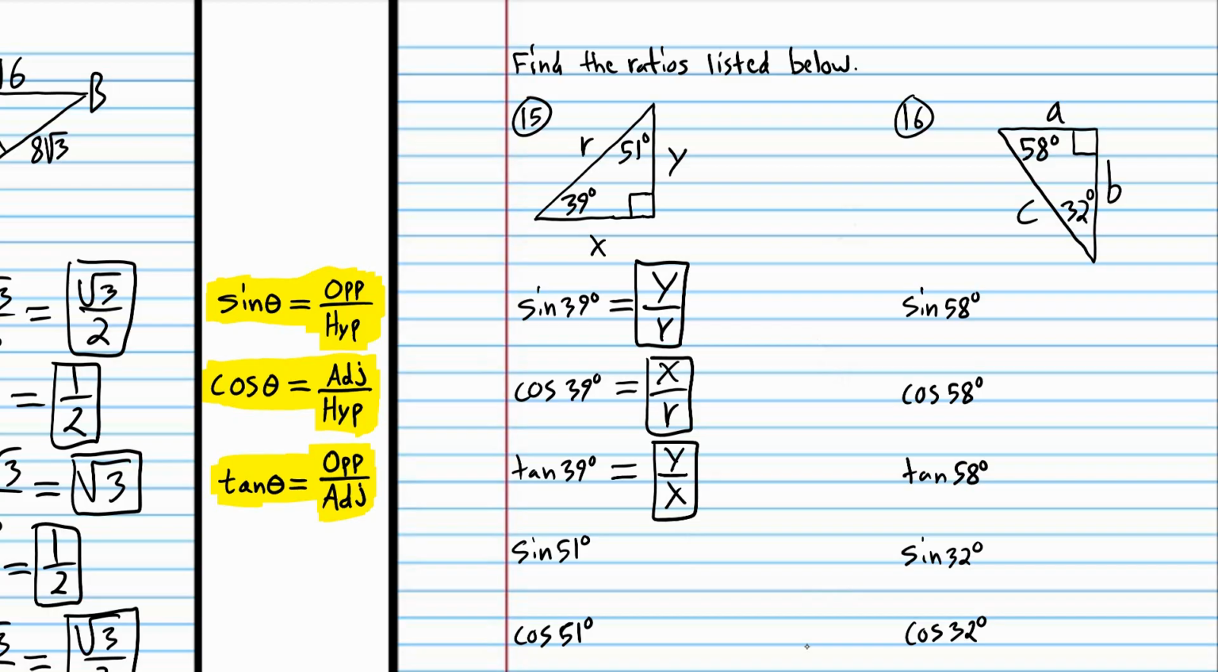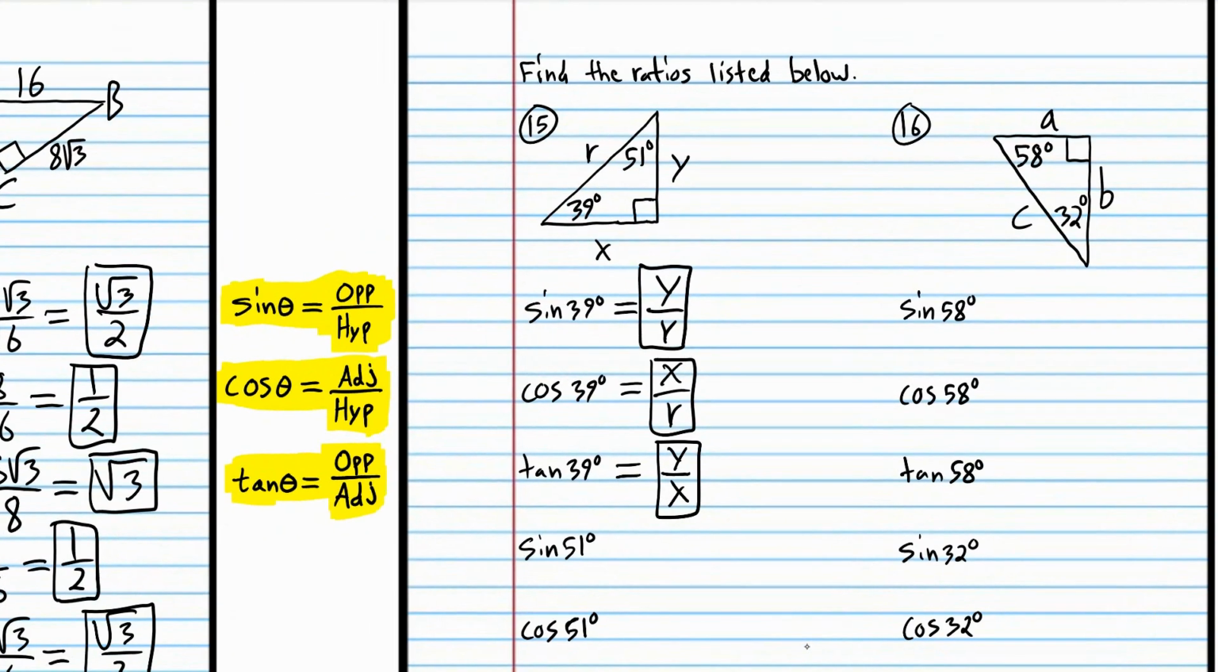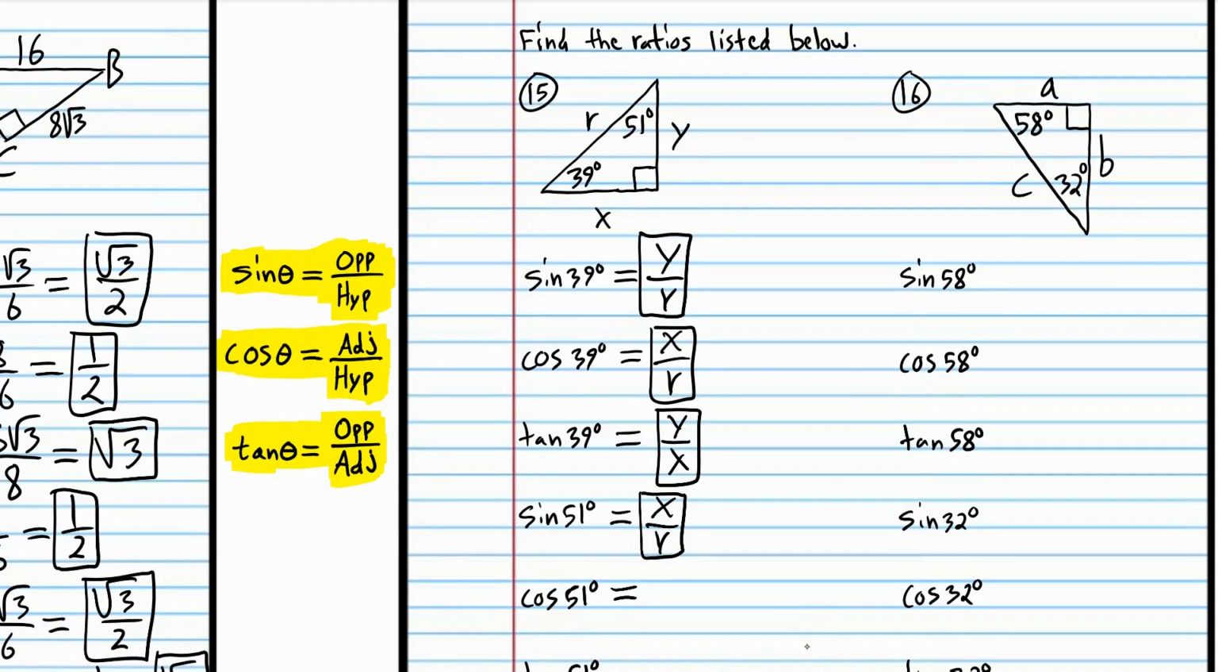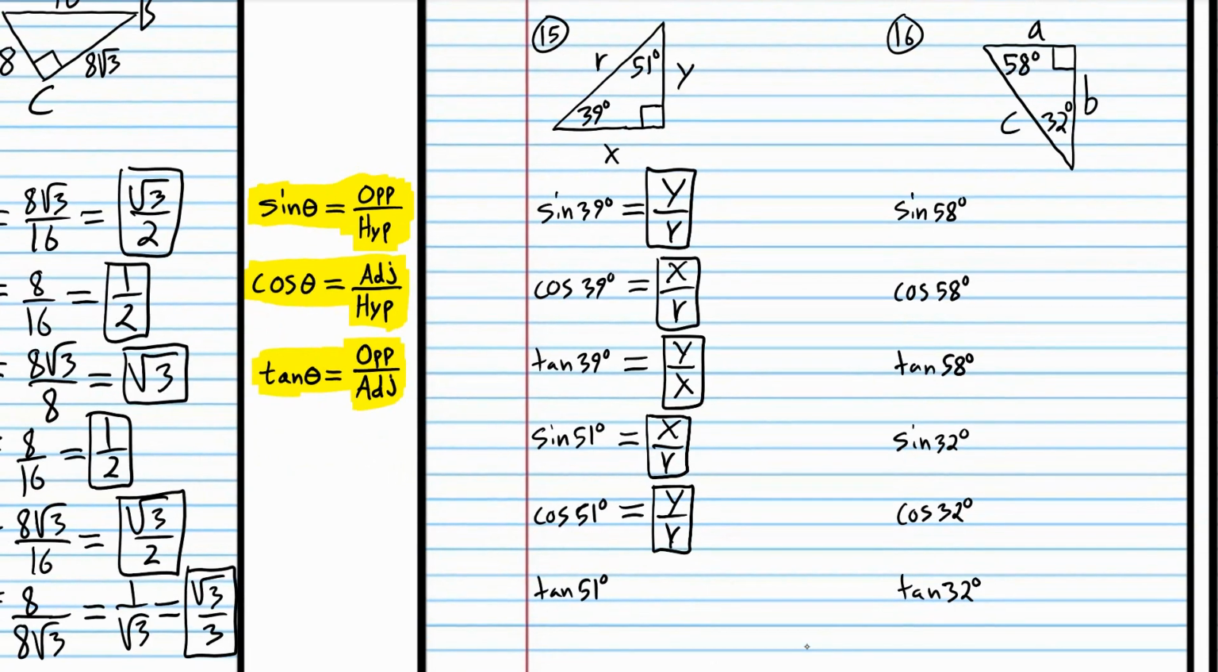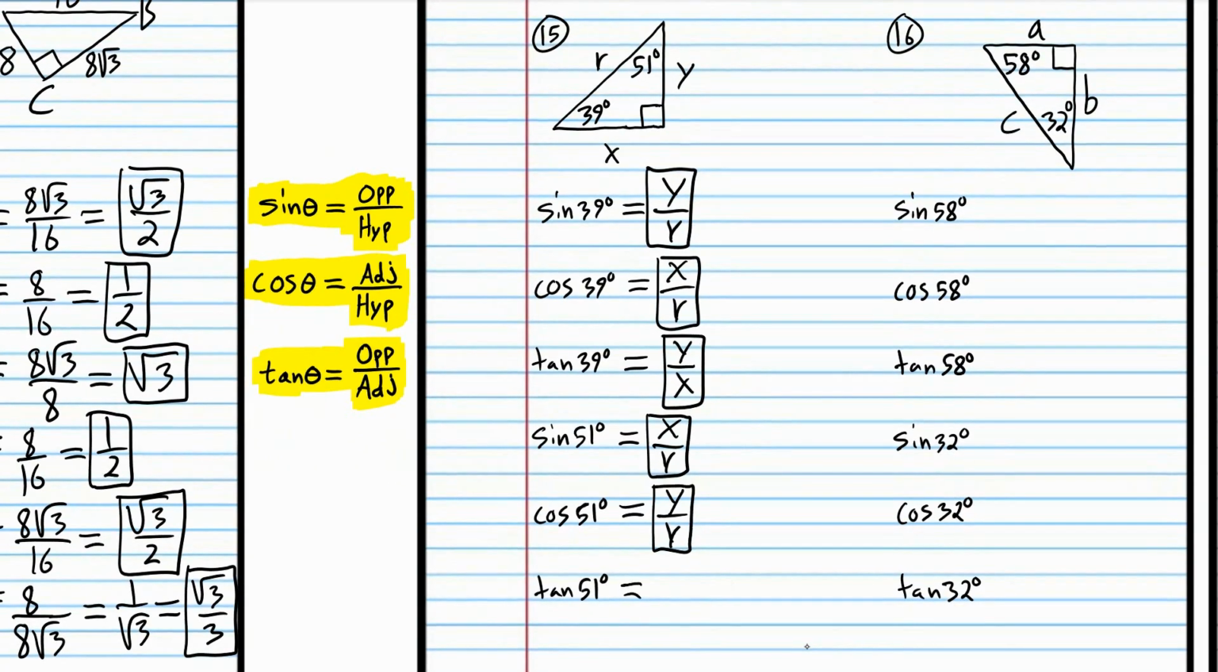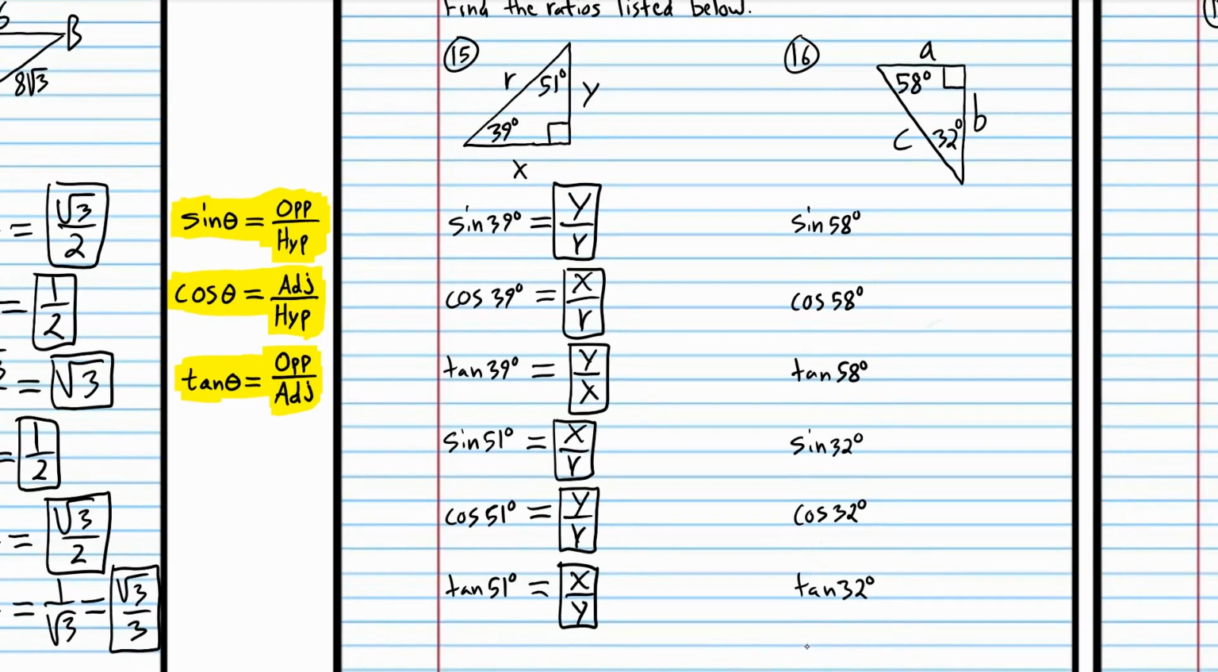Is a different angle. So sine 51, opposite 51 is x, and then over hypotenuse, again using the definitions. Cosine 51, adjacent is y, so adjacent over hypotenuse. And tangent 51 is opposite over adjacent, so that would be x over y. So let's do another one of these problems before you try one on your own.